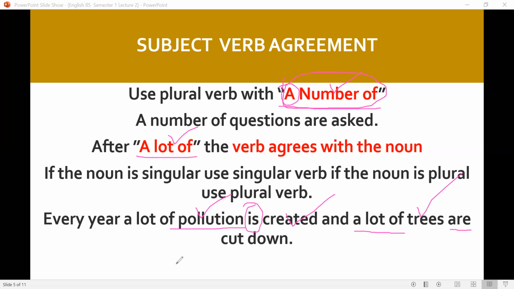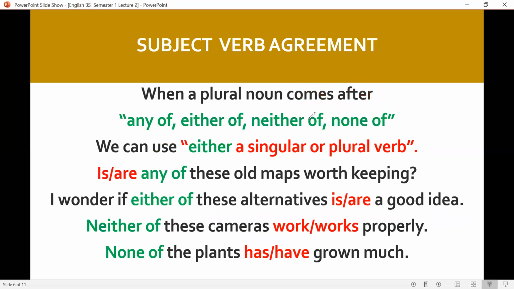But with a number of, always use a plural verb. When a plural noun comes after any of, either of, neither of, none of, we can use a singular or plural verb. So we have the liberty to use either a singular or plural verb with any of, either of, neither of, none of. Are any of these old maps worth keeping?